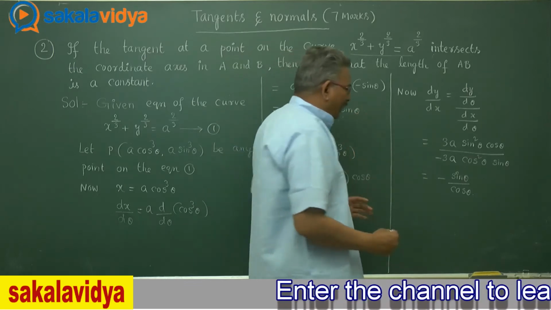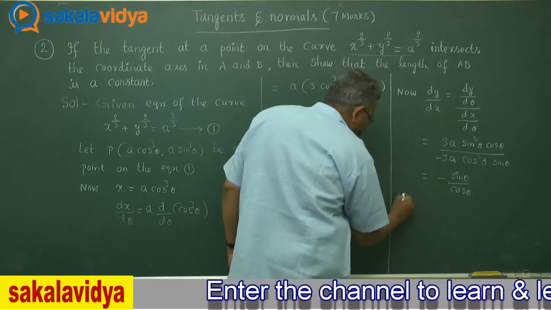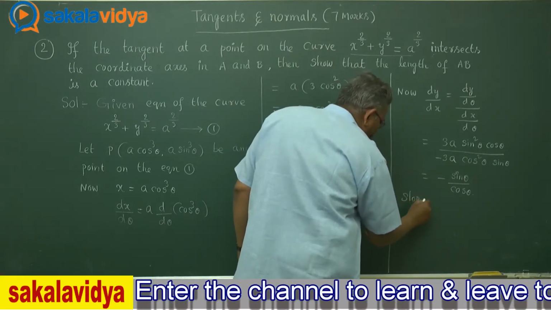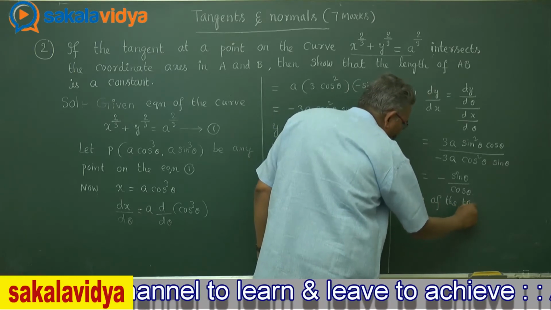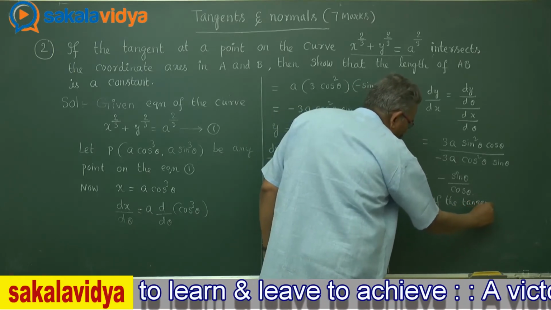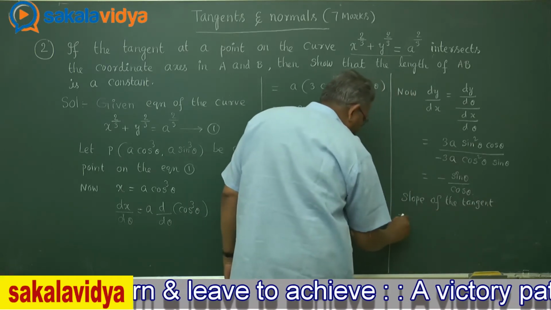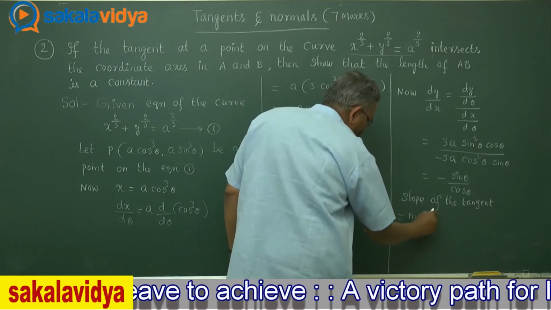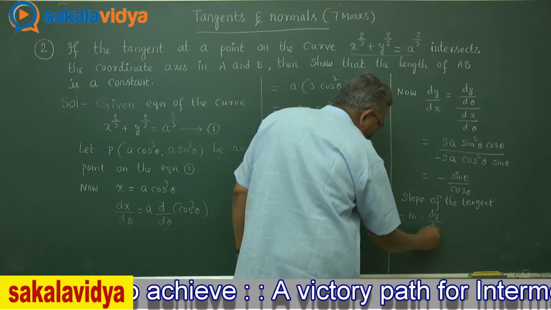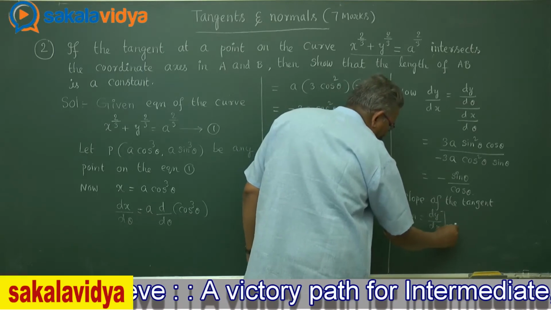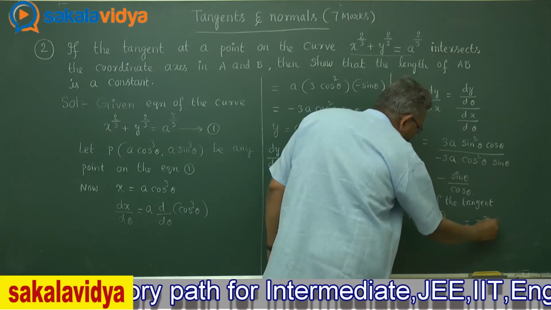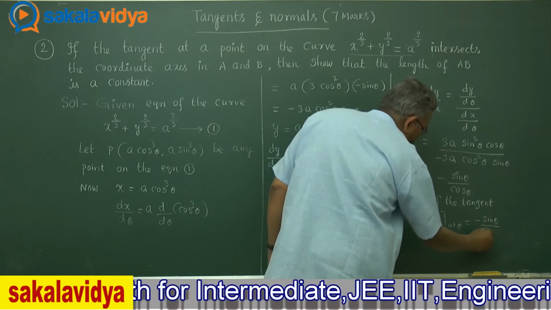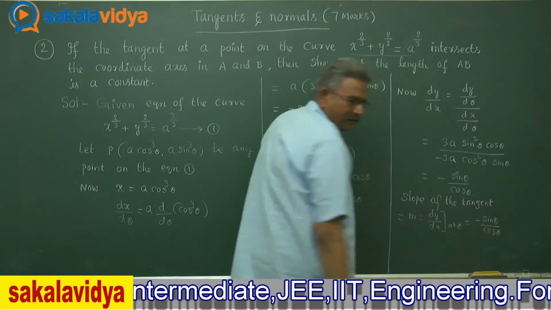So that means now we need to find the slope of the tangent. The slope of the tangent, in general denoted by m, is equal to dy/dx at theta. So that value is equal to minus sin θ by cos θ.